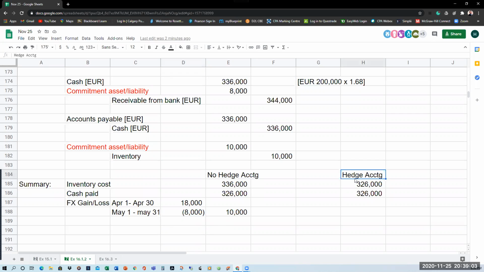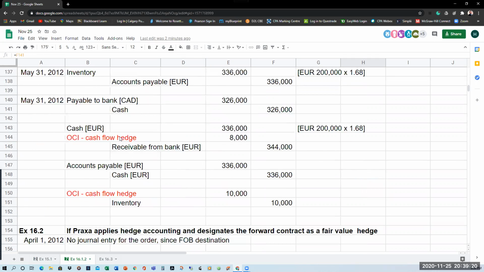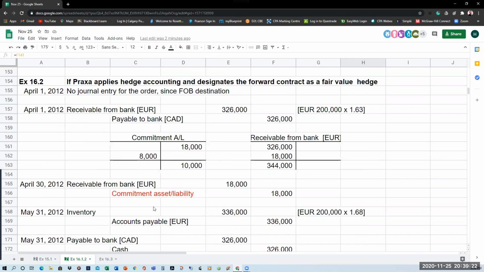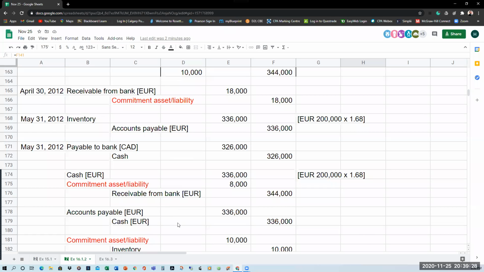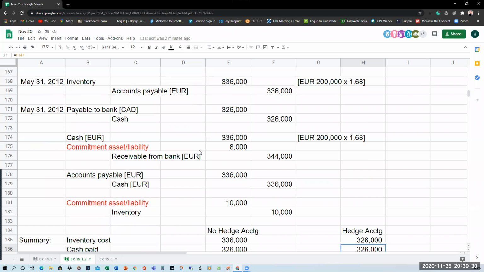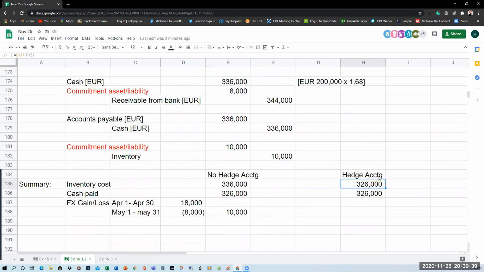If we use hedge accounting, cash paid is $326,000. And because we do not book any of the FX amount, and instead choose to use other comprehensive income or commitment asset liability, and then close the OCI and the commitment asset liability against the inventory cost, the cost of the inventory recorded is 336 debit minus the $10,000 credit. So the net cost recorded for the inventory ends up being 326.